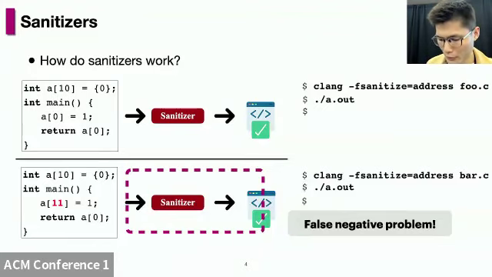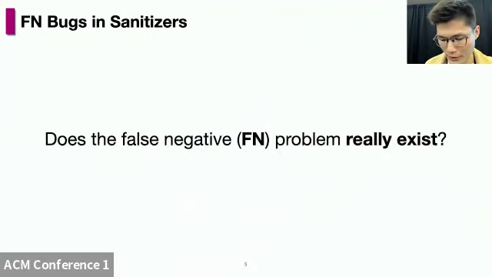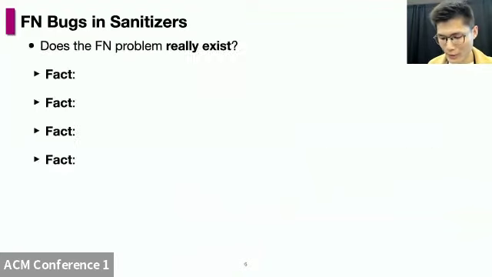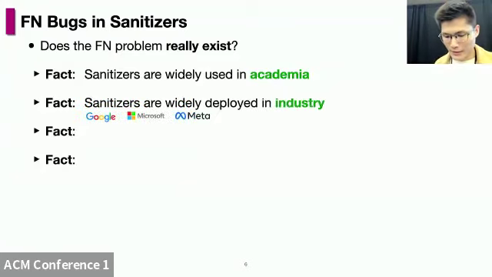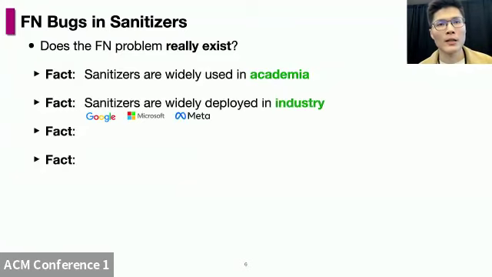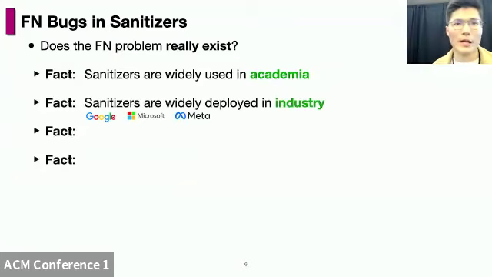Because sanitizers are so crucial, the question is: does the false negative problem really exist in sanitizers? I raise this question because of the following facts. The first is that sanitizers are widely used in academia, in many communities like the systems community, the security community, the software engineering community, and more. The second is that sanitizers are widely deployed in industry, for example at Google, Microsoft, and more. These big tech companies run them on thousands of machines every hour, every day, internally.